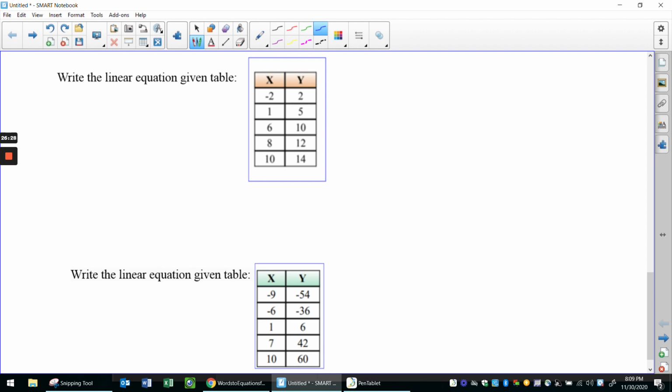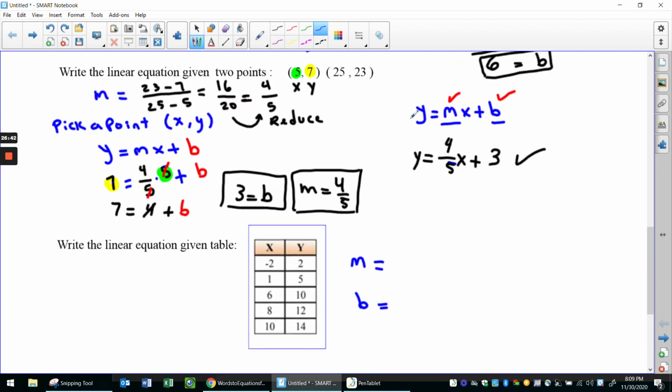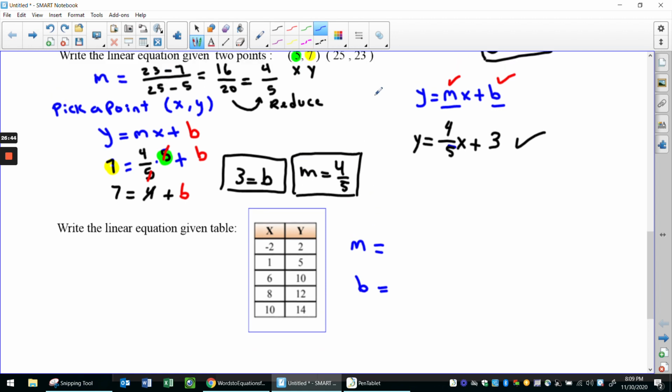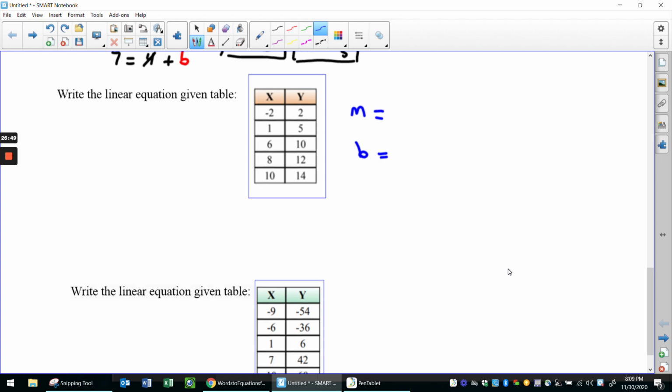You know how to solve for the slope, right? To solve for the slope, you just pick 2 points, and then you're going to go ahead and solve for the y-intercept, which is b, using the same technique as we did on the 2 previous problems. I don't think I numbered them. So go ahead and copy this table down. The table has, for the x values, -2, 1, 6, 8, and 10. For the y values, 2, 5, 10, 12, and 14.